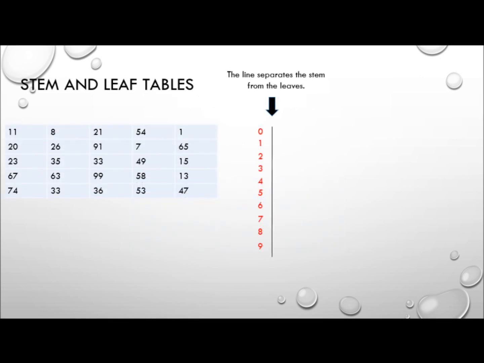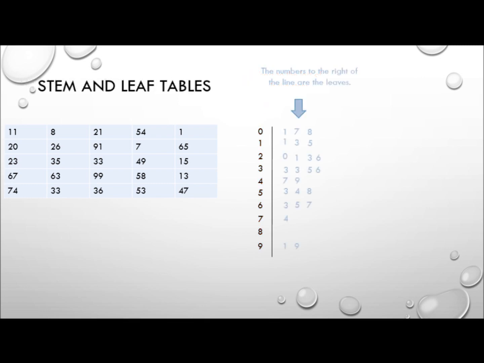The first step towards drawing a stem and leaf diagram is to take a ruler or straight edge and draw a straight line. This line will separate the stem from the leaves. Now the numbers to the left of the line are going to represent the stem in our stem and leaf table. The numbers to the right of the line are going to be the leaves in our stem and leaf table.